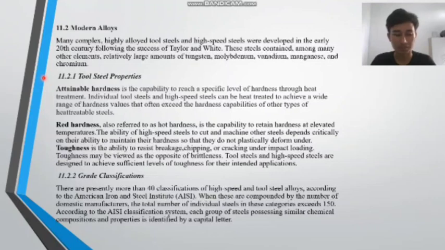11.2.2 Grade classification. There are presently more than 40 classifications of high-speed and tool steel alloys according to the American Iron and Steel Institute, or AISI. When these are compounded by the number of domestic manufacturers, the total number of individual steels in these categories exceeds 150. According to the AISI classification system, each group of steel possessing similar chemical compositions and properties is identified by a capital letter. Next.